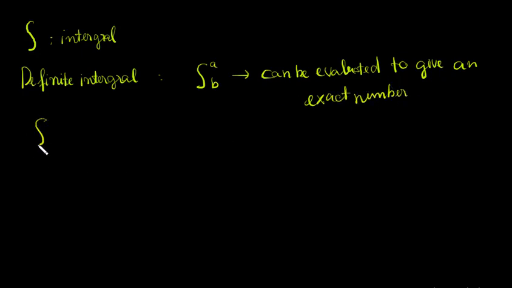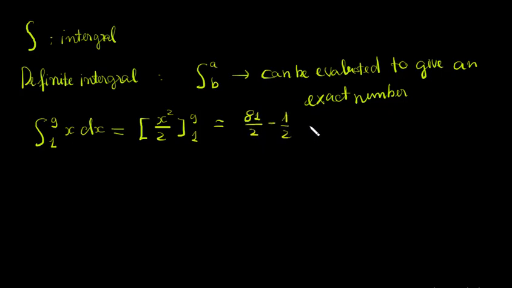Let's say I have here 9 and 1, I have x dx. So this will equal x squared over 2, from 9 to 1, and then I substitute in there. I have 81 over 2 minus 1 over 2, equal to 40. So the one that involves the upper limit and the lower limit is called a definite integral, and it gives an exact number.